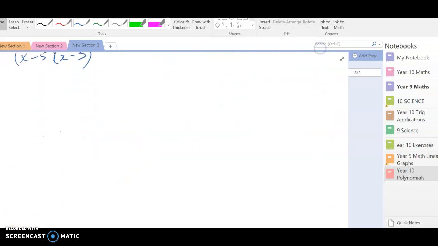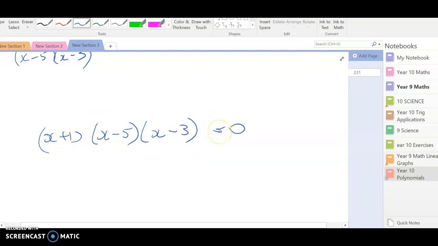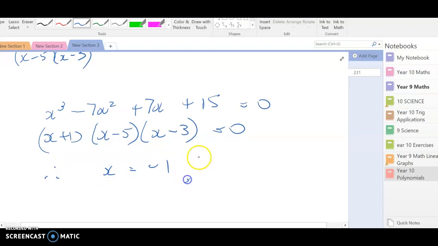So, therefore, the factorized form of that becomes x plus 1, x minus 5, and x minus 3 equals 0. Remember, the original was x cubed minus 7x squared plus 7x plus 15 equals 0. Remember, we did the first step, and we got the second step using the quadratics. And finally, therefore, x equals negative 1, positive 5, sorry, positive 3.